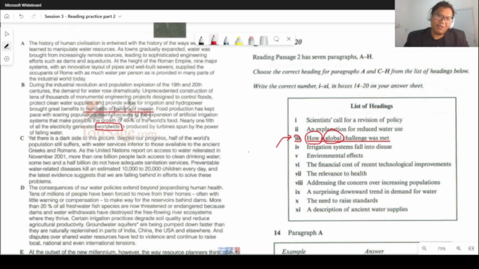So if you take a look, because I did the skimming and scanning in the beginning, the demand for unprecedented construction of tens of thousands of monumental engineering projects designed to control floods, protect clean water supplies, and provide water for irrigation and hydropower, which brought great benefits to hundreds of millions of people. So that sounds like at the very least a process. That sounds like a how. And if you ask, well, how do I make sure that is a how? That's something that you do need to practice. That is a how. That's clearly a how.